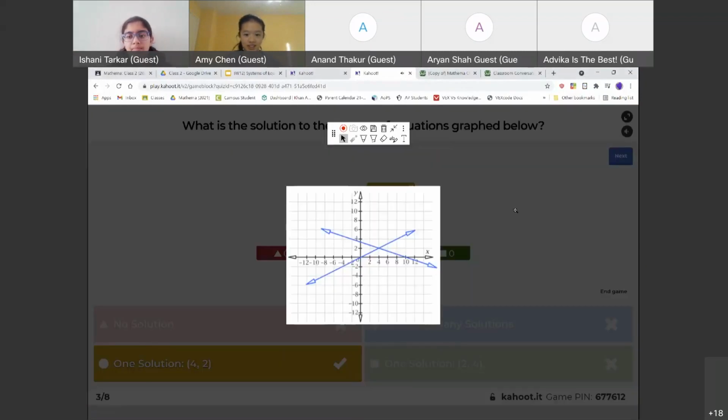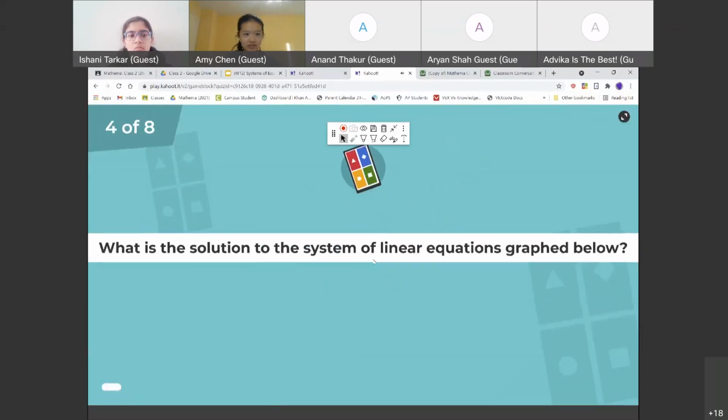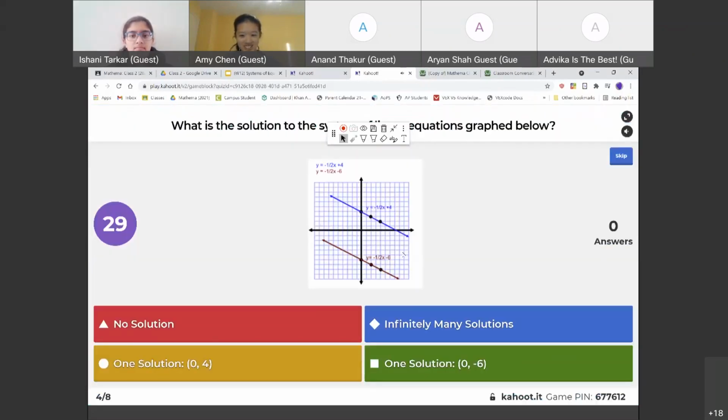Okay, all you guys got it right. What is the solution to the system of linear equations? That took me too long. Probably getting like 6th or something.